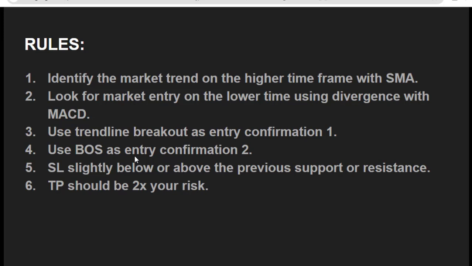And then your stop loss: you place your stop loss slightly below or above the previous support or resistance. What this means is you place your stop loss below the previous support for a buy position and slightly above the previous resistance for a sell position. And then the last thing you must do for this strategy is your take profit should be 2 times your risk. That is, wherever your SL is, your take profit has to be 2 times that distance. I'm going to show you that practically on the chart.